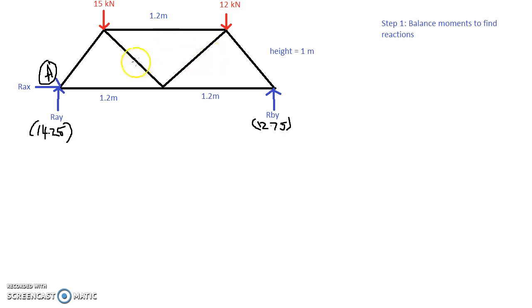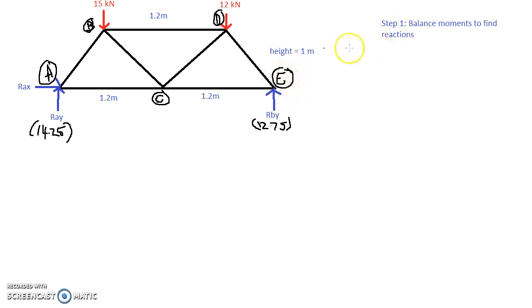Step two, we're going to label the truss joints. So that's where all of these trusses are meeting. So there's A, there's B, here is C, here is D. Now these might be labeled already in the question, so I'm not going to put it up as an actual step.